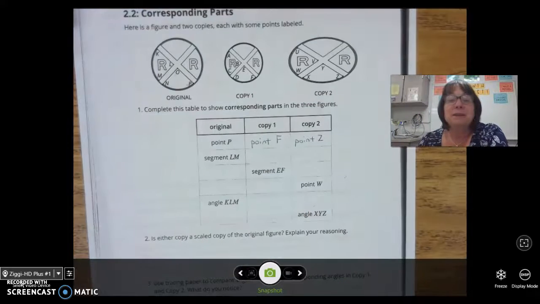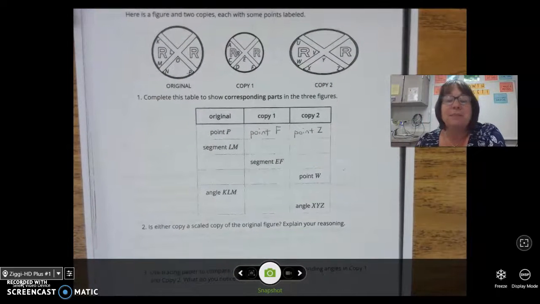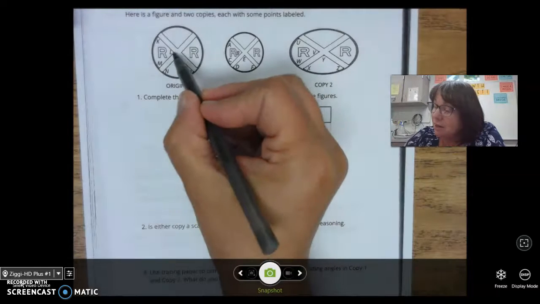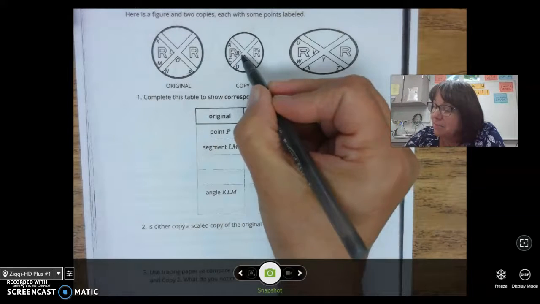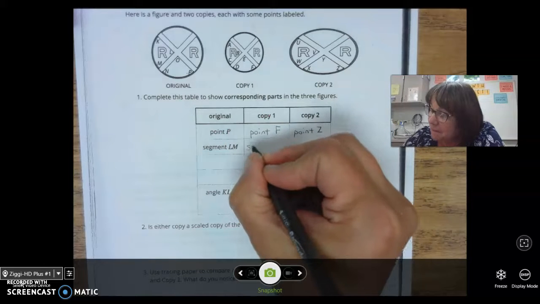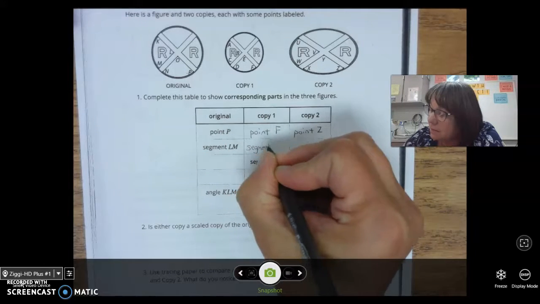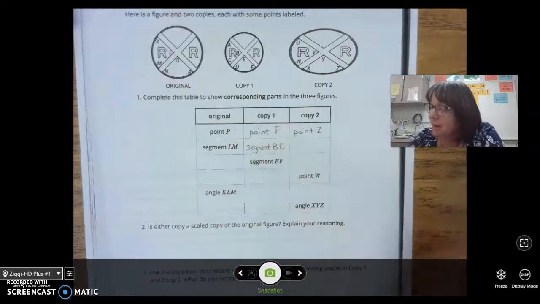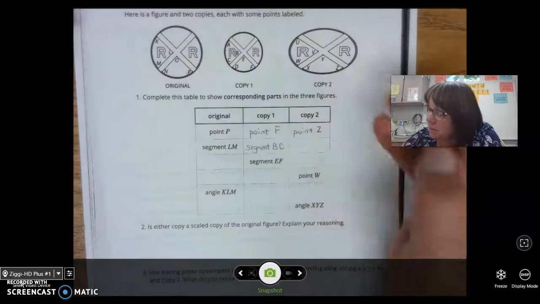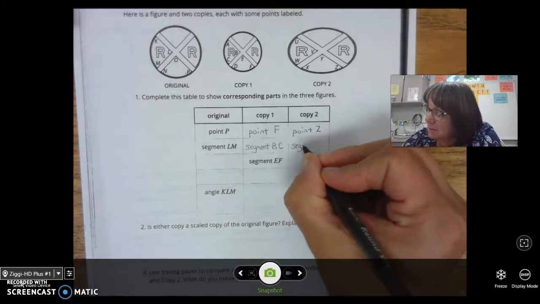Fill in your workbook as I'm filling in mine, because you're going to want this. You can stop the video at any time and give yourself more time to write and then come back to it. Okay, segment LM is right here. So I'm going to come over here and look for the one in the same place, and it would be BC. And if I come over here, it would be segment VW. They all sit in the same place.